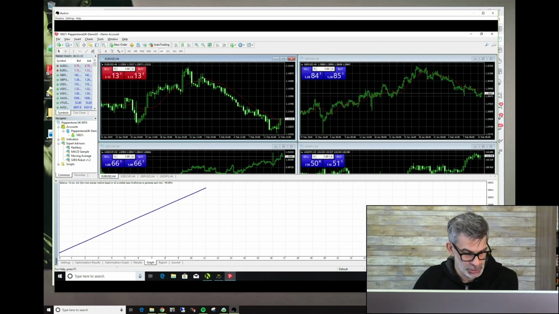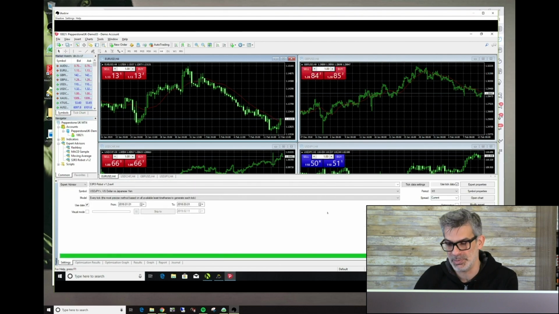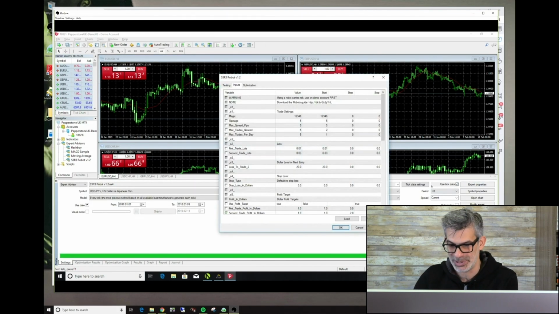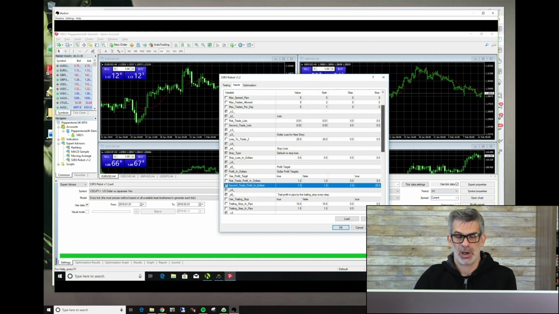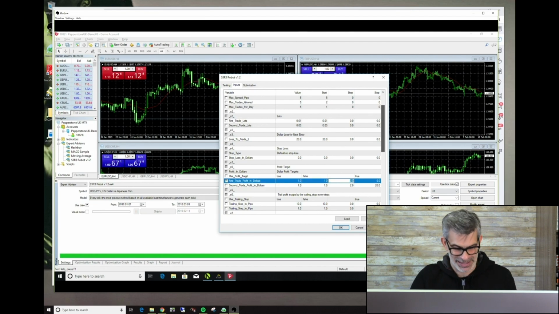And what I want to do is I want to try an optimization. And this is what we wanted to do yesterday, but we didn't get around to doing it. And what I'd like to try to do is optimize for the profit target on the second trade. So if it hits R3 or, you know what, I'm going to optimize on the first profit target. What am I even thinking? Let's optimize on the first profit target.